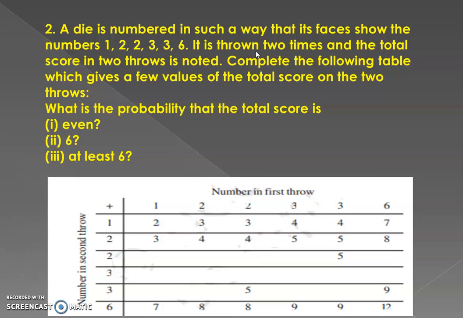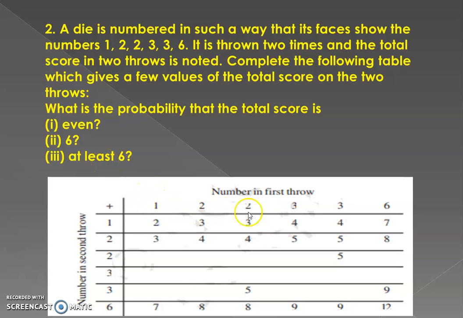And the total score on 2 throws is noted. Complete the following table which gives a few values of the total score on the 2 throws. So this is the table to be completed, and then after completing the table you will find the probability that the total score is even, 6 or at least 6.